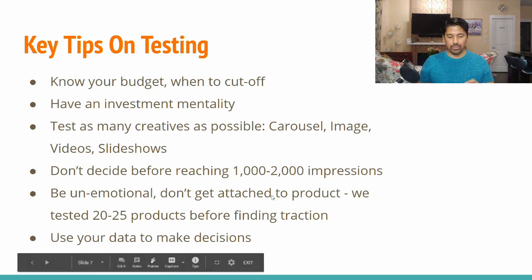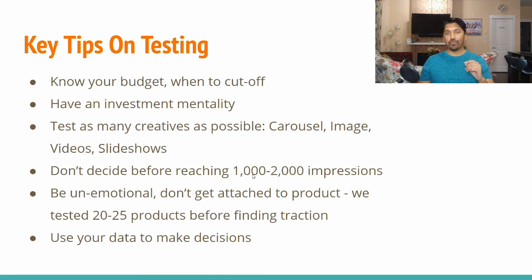Another key point here is try not to make a decision on a particular ad set before you have touched 1,000 to 2,000 impressions for that ad set, because that's roughly when you know that you have enough data to make a call without really guessing. So allow enough ad spend for each ad set to have 1,000, 2,000 impressions completed before you make a call.